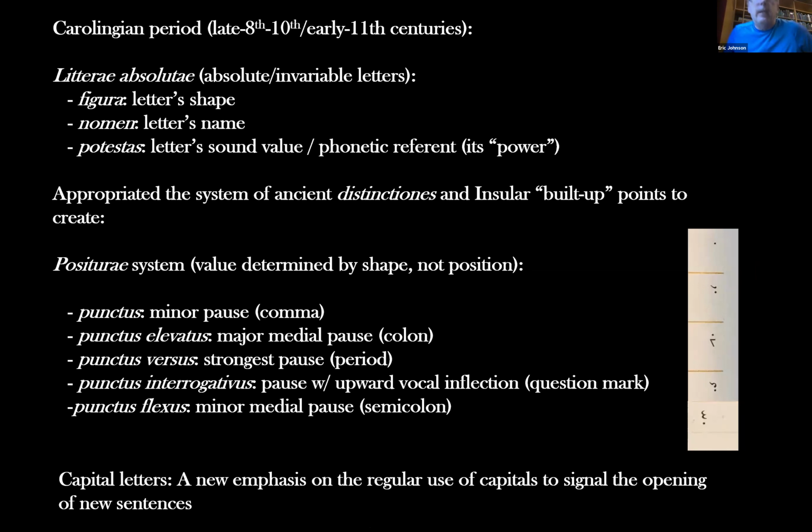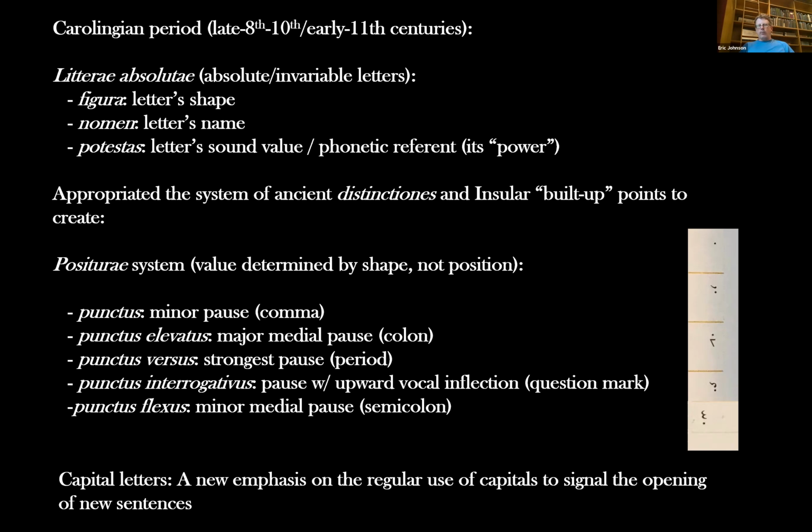Moving out of the insular period, we get into the Carolingian period. The Carolingian innovations to punctuation are roughly fully developed by the late 8th century, and they remain extremely popular all the way through the 10th and into the early 11th century. And the core concept in the positurae system is this recognition, or this imposition, of the idea of the litterae absolutae, or absolute and invariable letters. So each letter as a referent of meaning has distinct connotations.